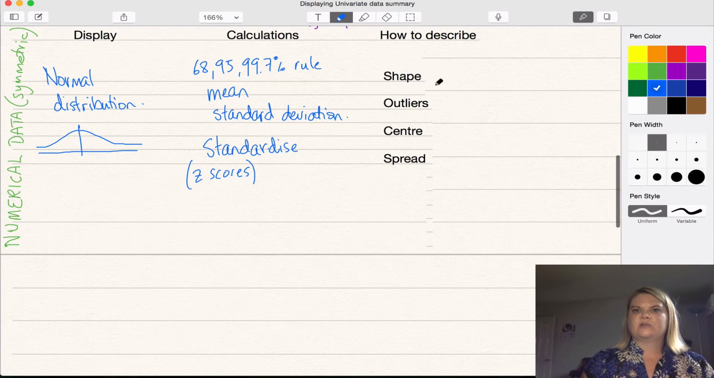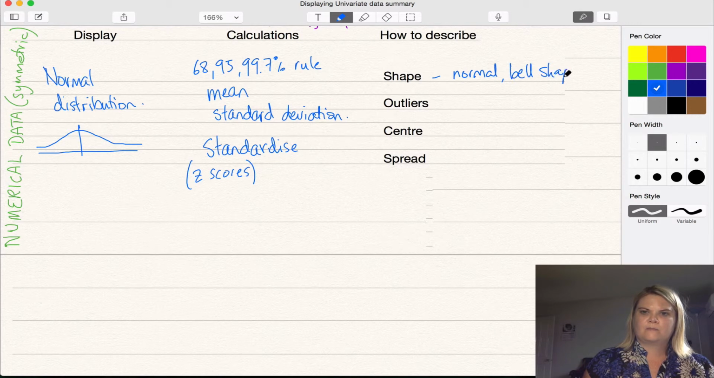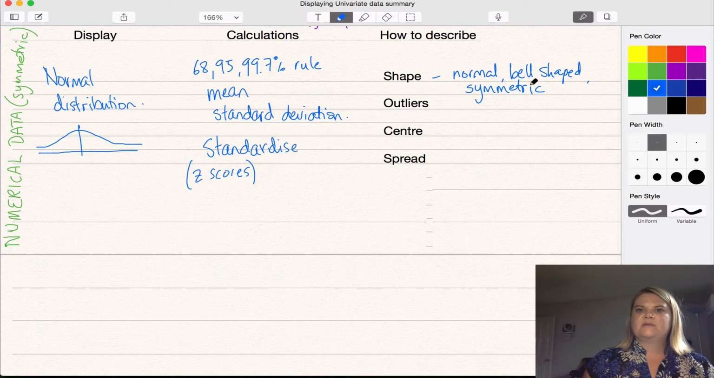When we're describing our normal distribution, the shape is going to be normal or bell-shaped. It's definitely going to be symmetric, otherwise you wouldn't be using the normal distribution. And it doesn't have to be perfectly in a bell shape. If it's close, then you can use the normal distribution to approximate the values. Outliers you could list as possible.